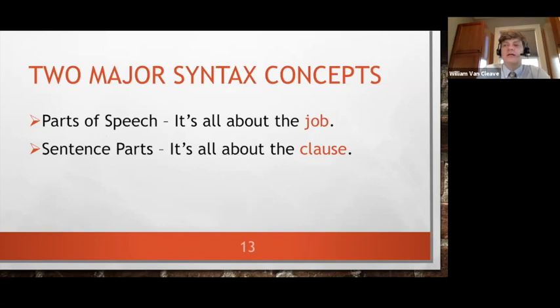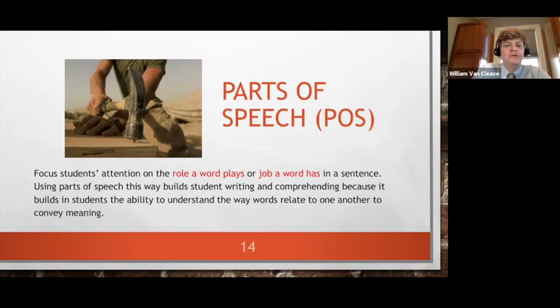So we've got two major concepts to try to work with tonight. One is parts of speech, and the other is the sentence parts. And the parts of speech component, which is where we're headed next, is all about the job, the function, or the role. I always tell students, don't ask what a word is, ask what a word does. And I think that's going to be really key to our thinking about this. Focus students' attention on the role a word plays or the job a word has in a sentence. Using parts of speech this way builds student writing and reading comprehending because it builds in students the ability to understand the way words relate to one another to convey meaning.